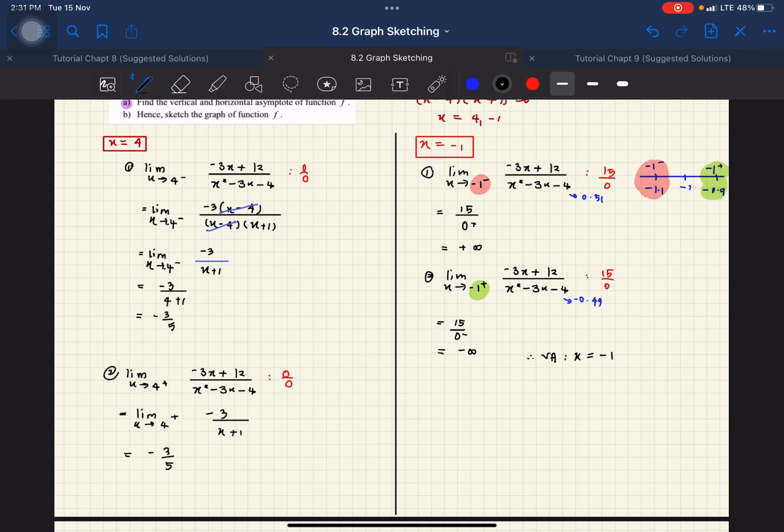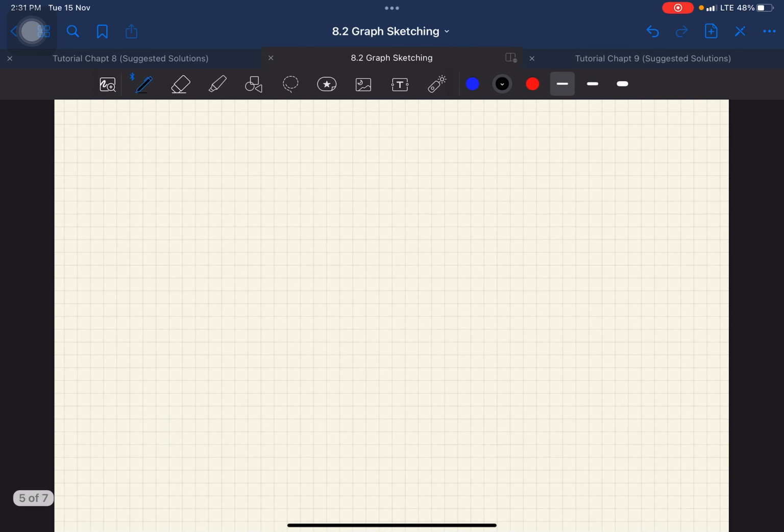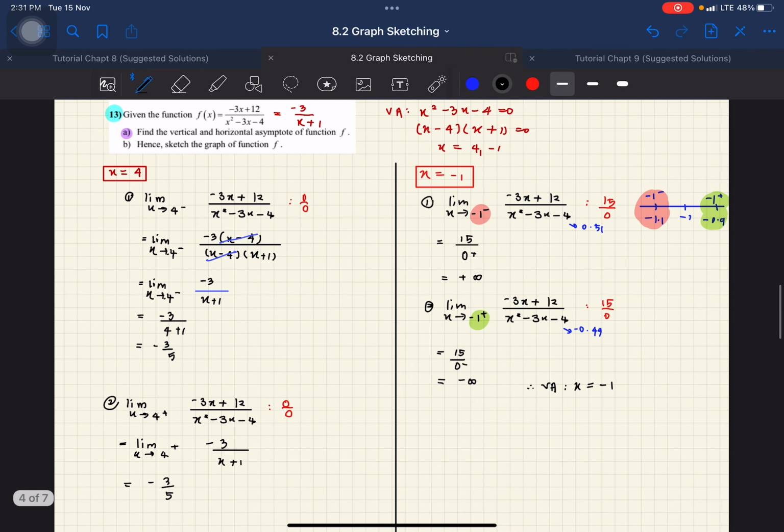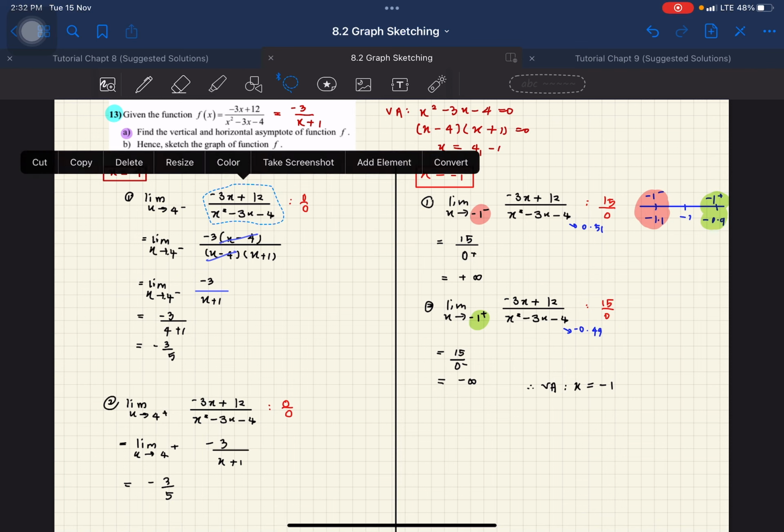Okay, so that is for the vertical asymptote. So now to find the horizontal asymptote. Okay, so how do we find the horizontal asymptote? Sorry, just now we found the vertical asymptote, now we want to find the horizontal asymptote. So how do we find the horizontal asymptote? We will find the limit to infinity, meaning to positive and also to negative infinity.